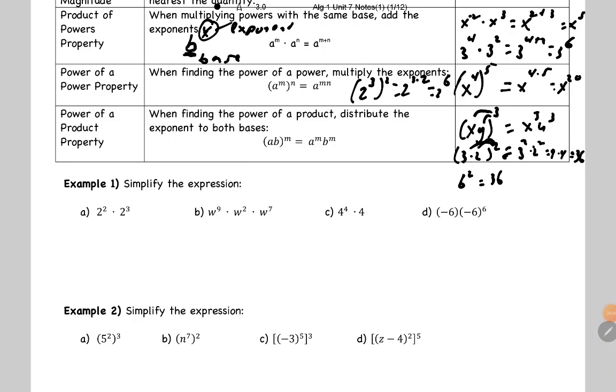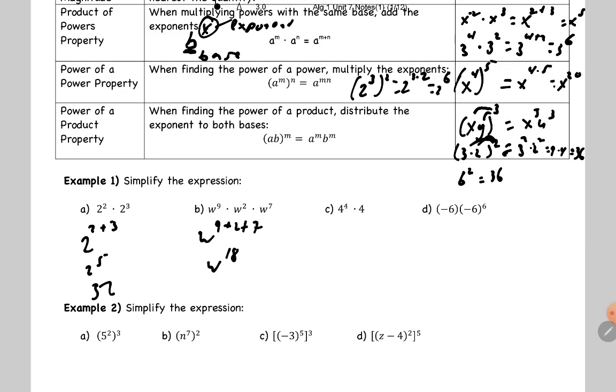A, 2 squared times 2 to the cube. So that's 2 to the 2 plus 3, which is 2 to the 5th. And 2 to the 5th means 2 times 2 times 2 times 2 times 2, which is 32. Part B, w to the 9 plus 2 plus 7, which is w to the 11 plus 7, which is w to the 18.